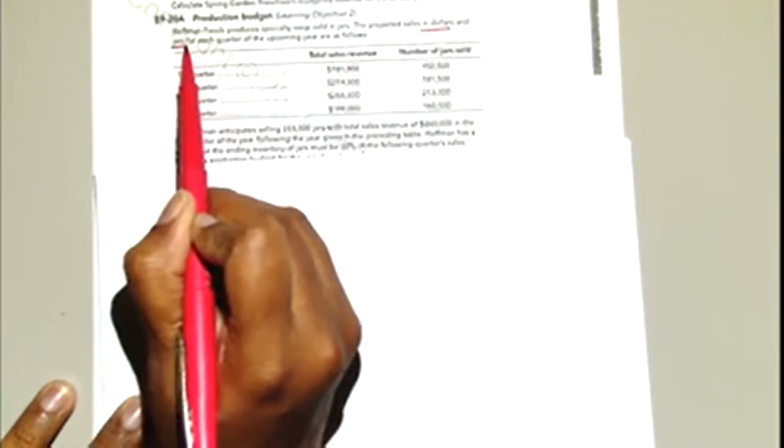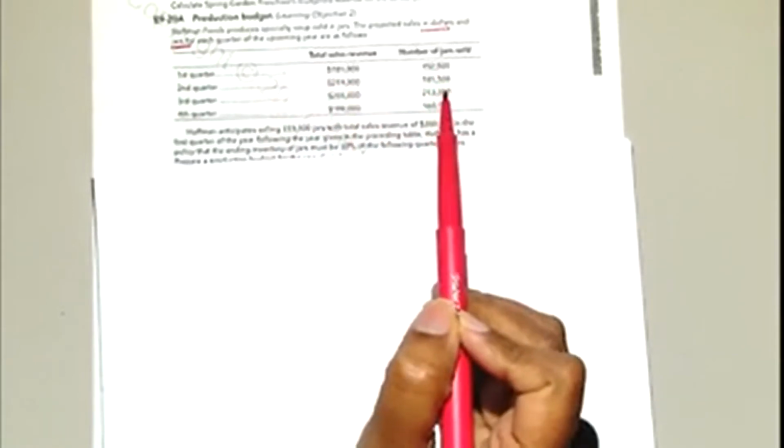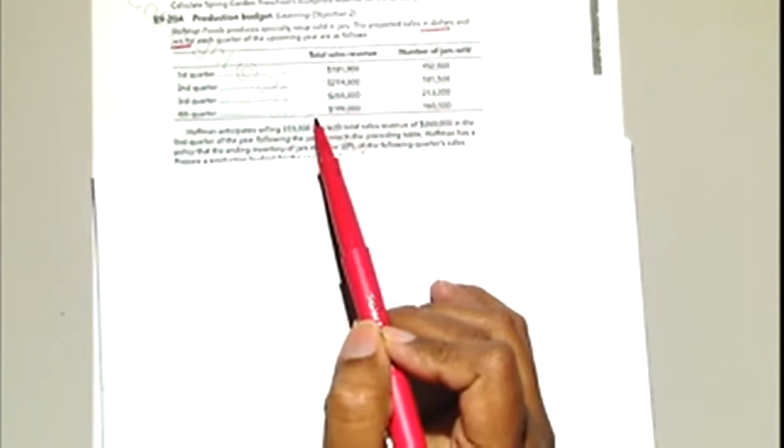So, what's the company? Hoffman Foods produces a specialty soup, and they sell it in jars. And they have this plan, right? And you see here their projected sales in dollars and in jars. How many jars are they going to sell? So these are their projections. First quarter, this is the dollar amount, this is the number of jars. Second quarter, third quarter, fourth quarter.